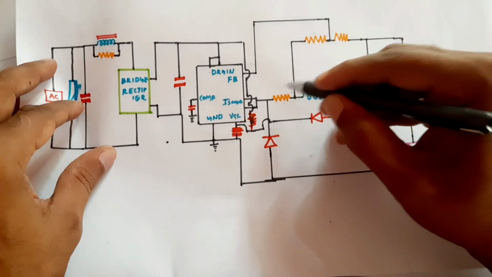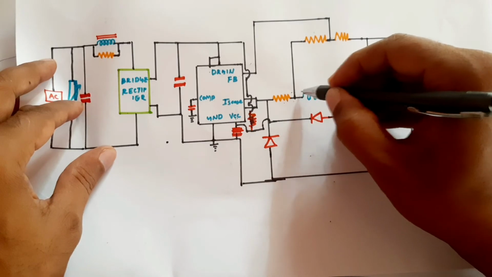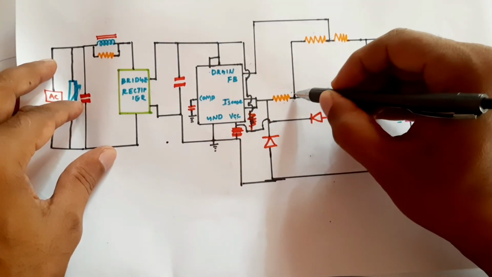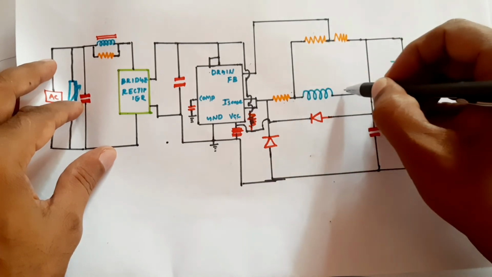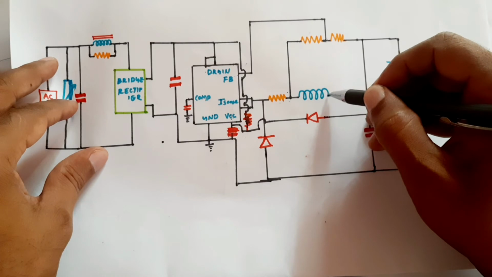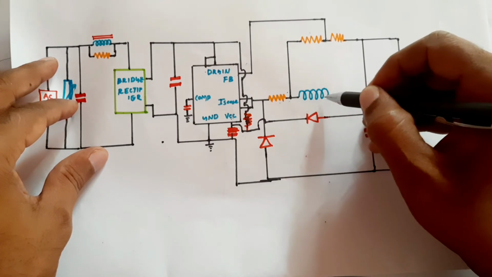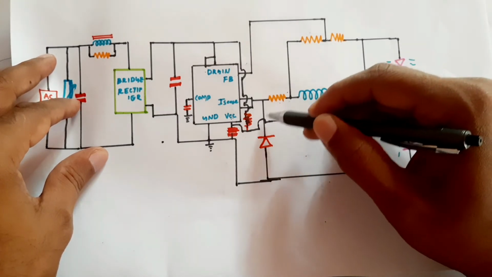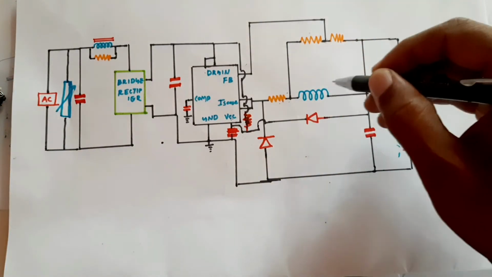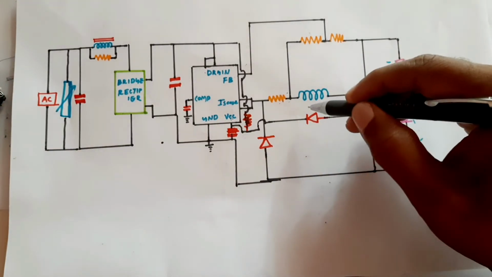When it is on, the polarity will be plus here and minus here, and when the transistor is switched off, its polarity will be reversed. This is minus and this will become plus. And as the value of the inductor is very low, the energy stored by the inductor is very low. And it is operating in critical conduction mode.